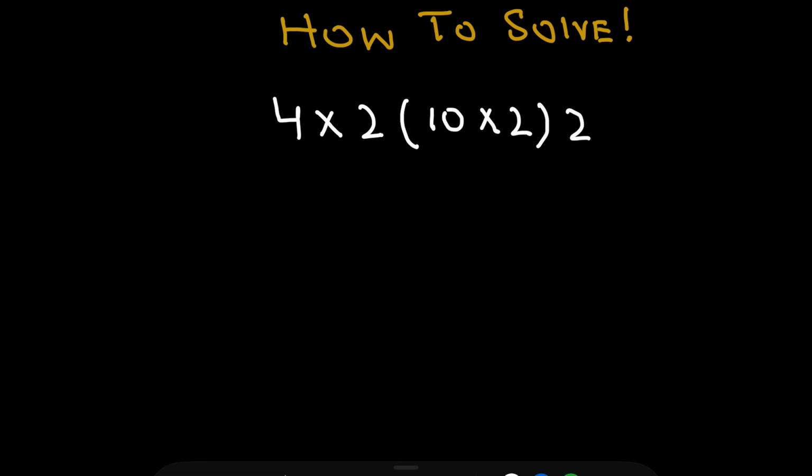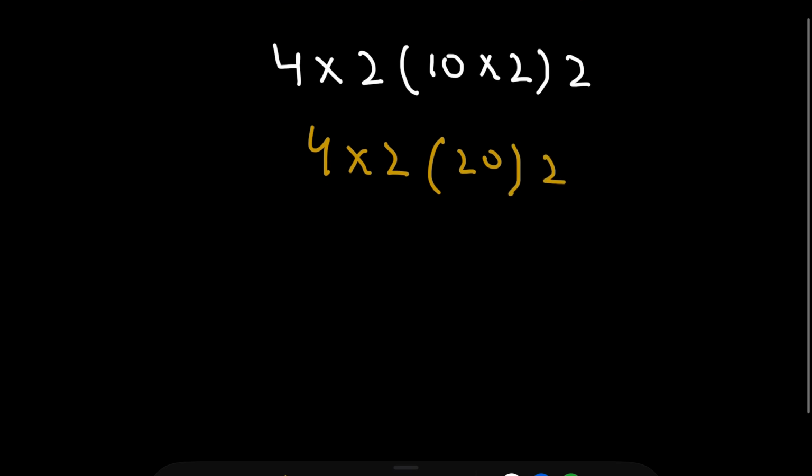So how to solve? First of all we solve the bracket and the value inside the bracket. So here write 4 multiply 2 is same, then 10 multiply 2 is 20. Okay, and now 2 is same. So now this 2 and this 2 in off condition.